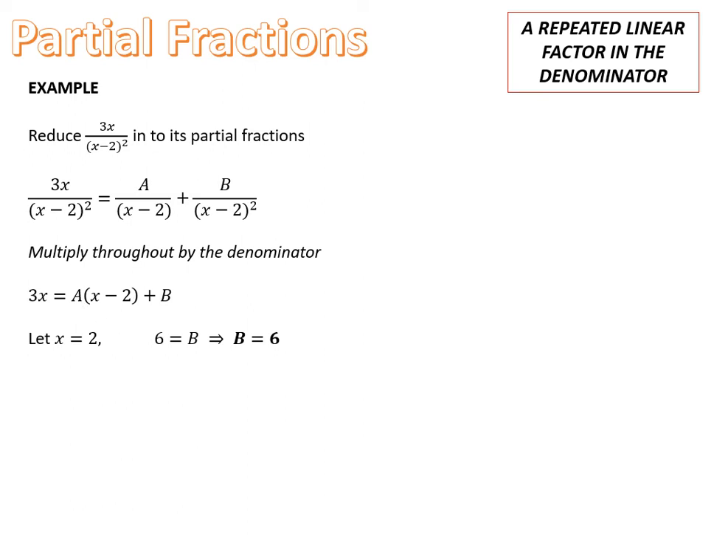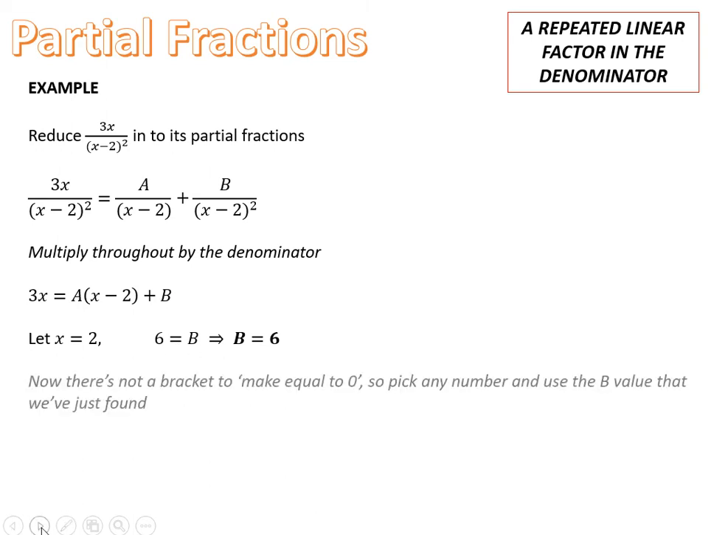So again, be careful when you substitute in. 3 times the 2 that we've just allowed gives us 6. This disappears, becomes 0, and then plus the b. In other words, 6 equals b, b equals 6. Nice and straightforward. The difficult bit here is that now, going by what we were doing before, we don't have our bracket to make 0.